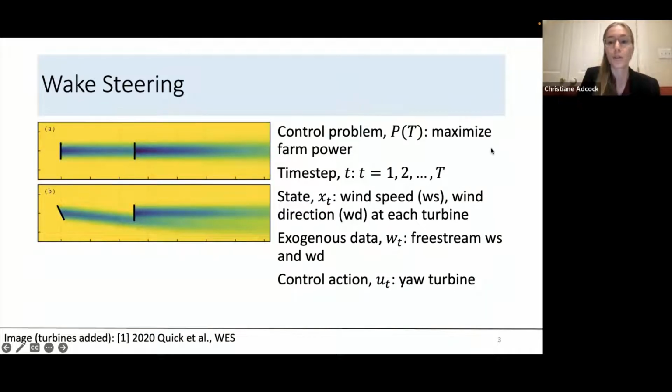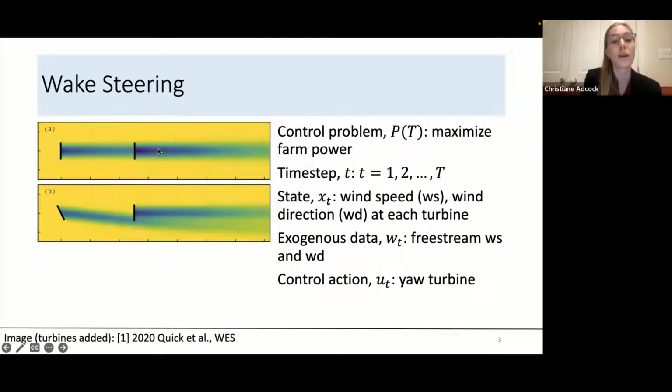For the control problem that I'm looking at, it's wake steering. The image on the left illustrates wake steering. So these are two different images of a top-down view of a wind farm with two turbines indicated with black lines. The wind is coming from the left-hand side of the image. The top plot shows what the wakes look like in the absence of a control method. So the turbines are just facing directly into the wind.